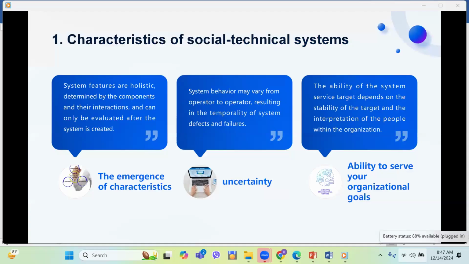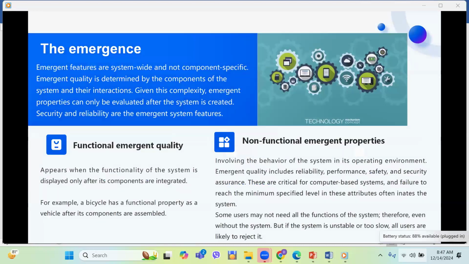The ability of the system to serve its goals depends on the stability of the goals and the interpretation of the people within the organization. The emergent features are system-wide and not component-specific. Emergent quality is determined by the components of the system and their interactions. Given this complexity, emergent properties can only be evaluated after the system is created. Security and reliability are emergent system features.